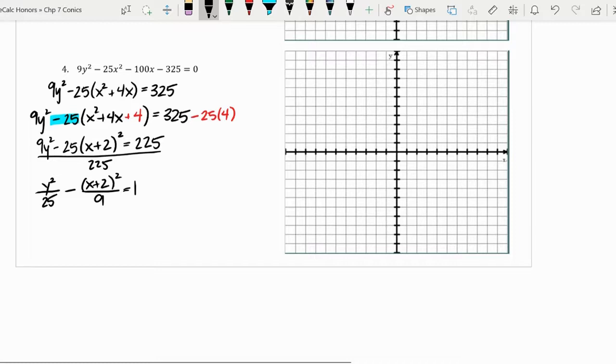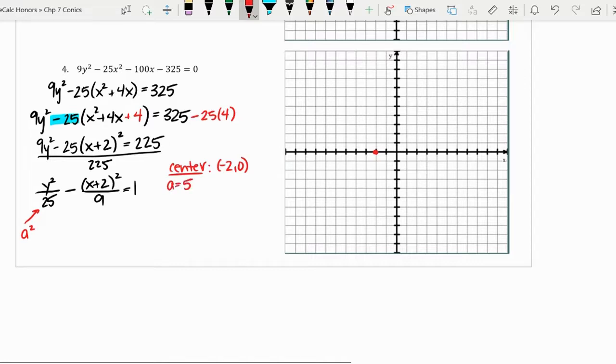All right, so let's start graphing. From here, we have our center. Make sure you're taking the x value first. So that's going to be at negative 2, 0. My a value is always in the positive fraction. So that should be the first fraction if we're writing it in standard form. So a is going to be 5.